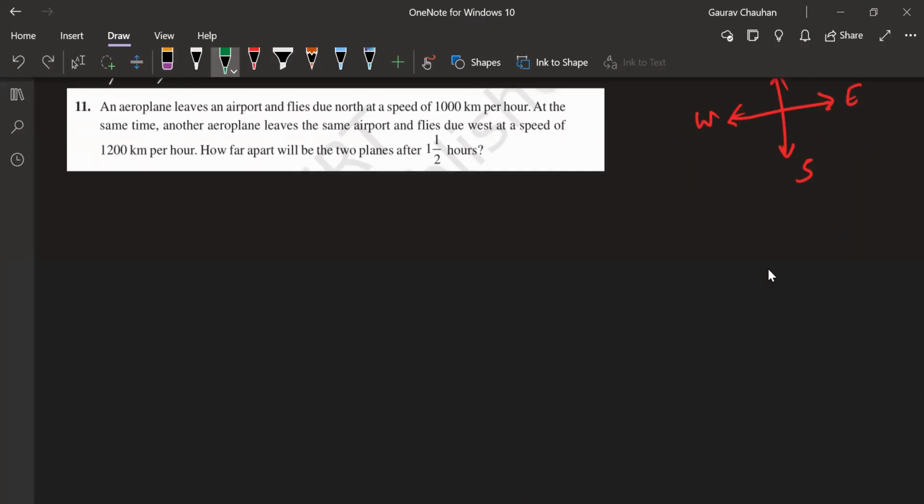Okay, let's move on to this question now. An airplane leaves an airport and flies. So this is an airport. I have to consider the airport as the starting point. From the airport, one airplane is leaving north at the speed of 1,000 kilometers per hour. At the same time, another airplane is leaving and flies due west.